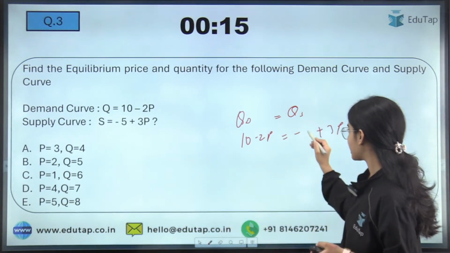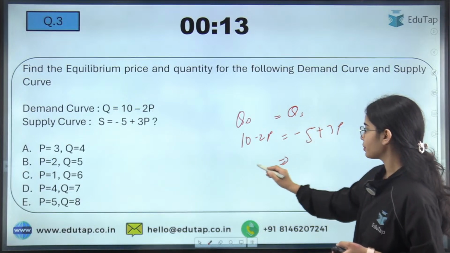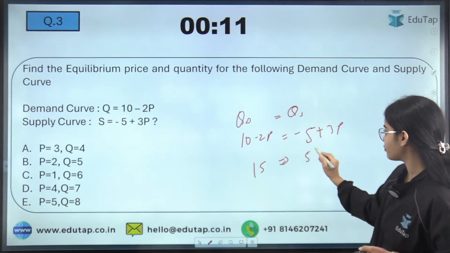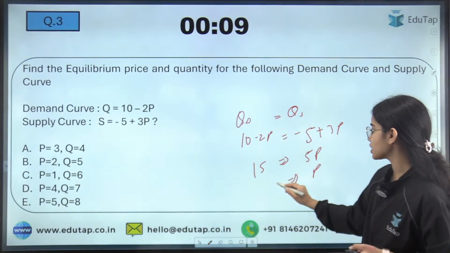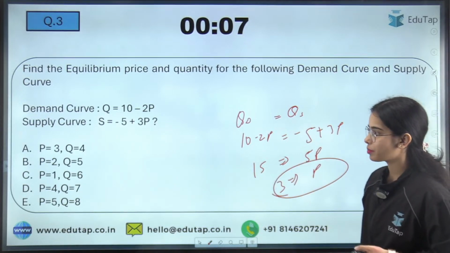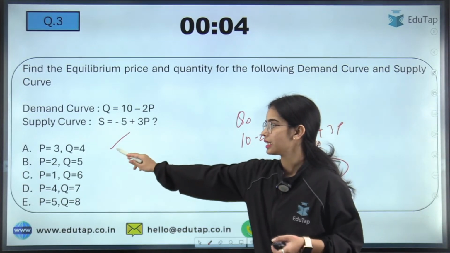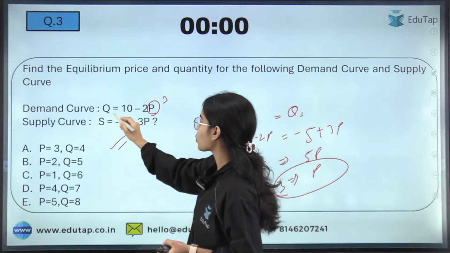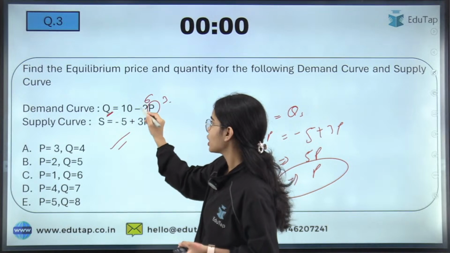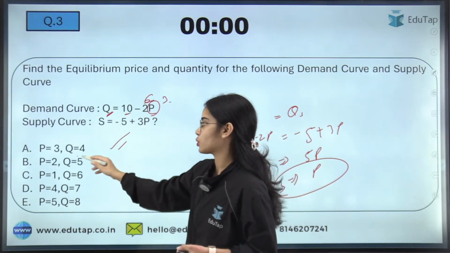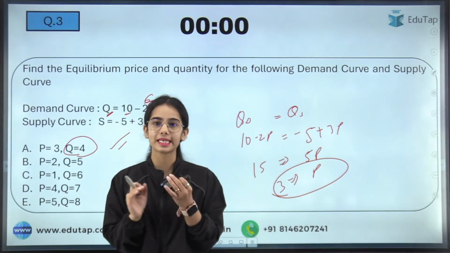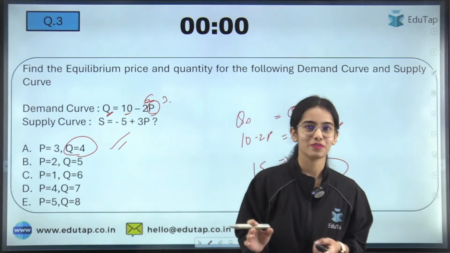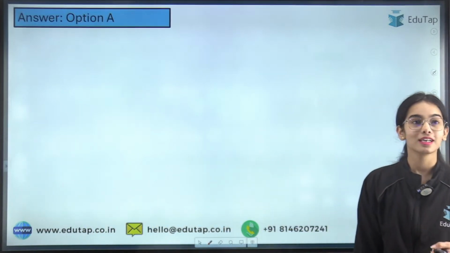So try to solve this, very easy. It will become 15 equals 5p, so P is equal to 3. So the price is 3, and here directly you can tell that the first option A will be the answer, right? The price is 3, that means quantity demanded will be 10 minus 2 times 3, which is 10 minus 6, so it will be 4. Quantity demanded will be 4. So yes, A is the right answer here. Very good everyone, giving the right answers.